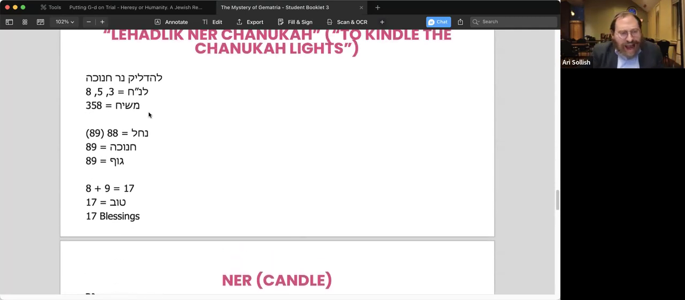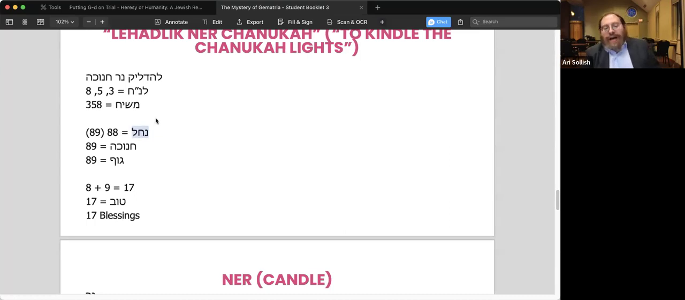Now, Lahadlik Ner Chanukah, the same acronym, right? Lamed Nun Ches. If you switch around those letters, it spells the word Nachal. You see that in the next line down, Nachal. What does Nachal mean? Nachal means a river. Good, a river. What's a river?